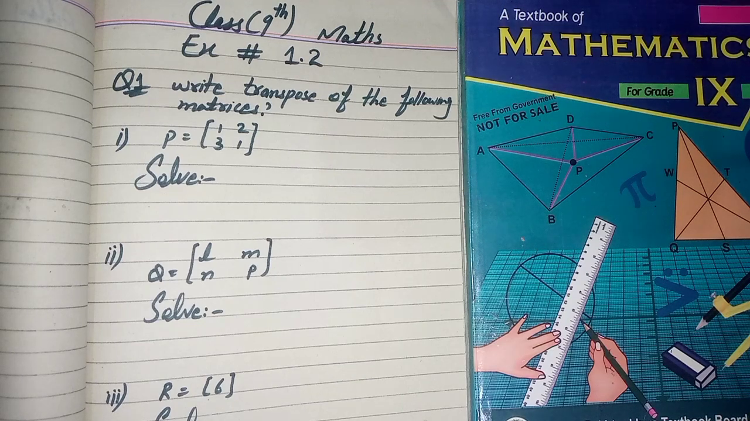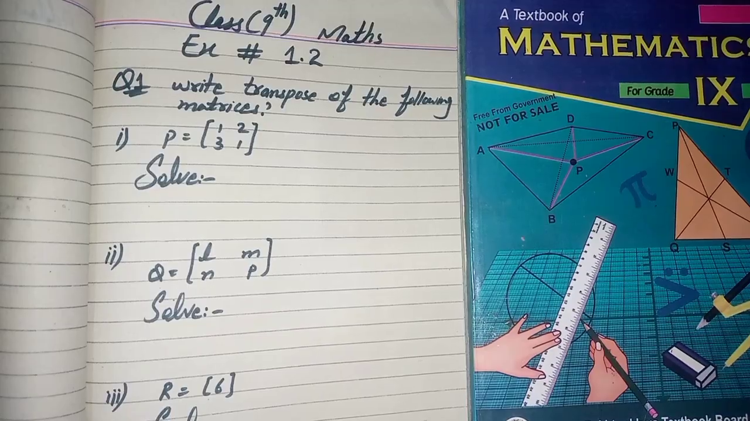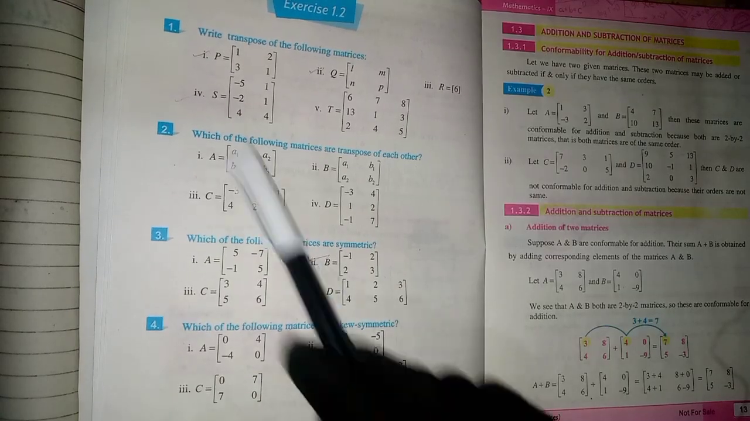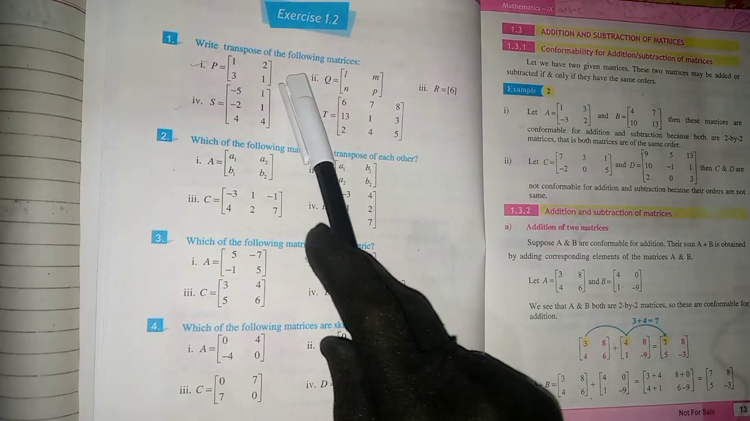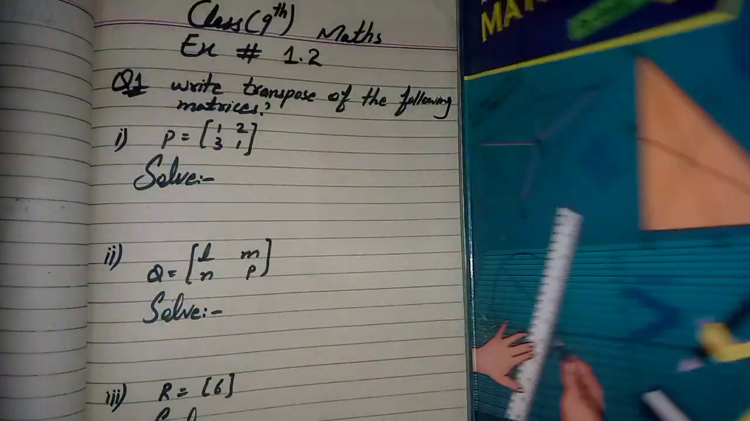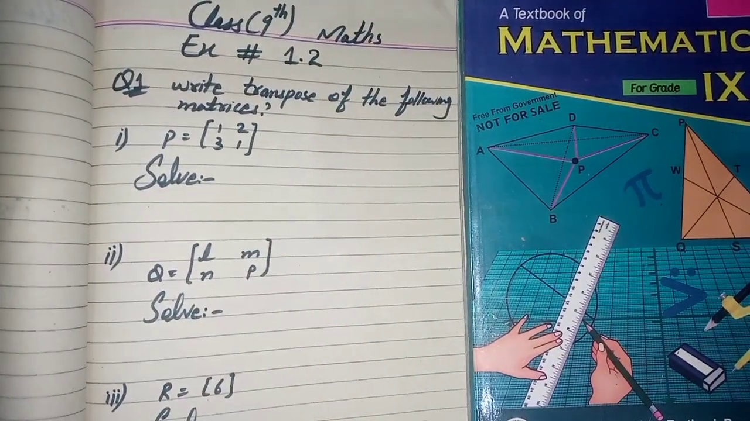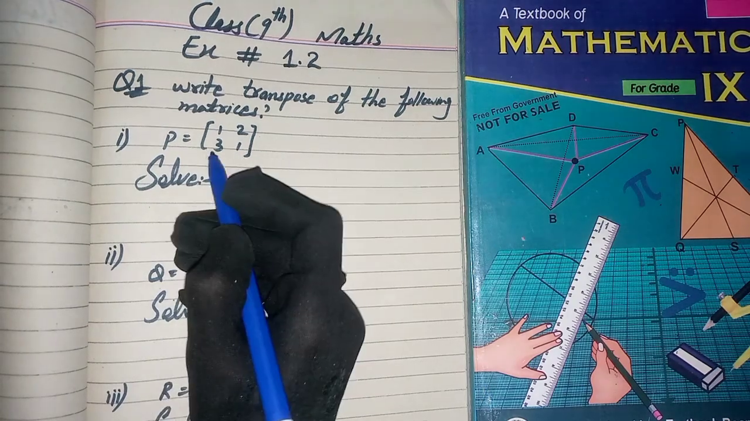Today I am going to discuss class 9 mathematics exercise 1.2. Question 1. Write transpose of the following matrices. Part 1 is P equal to 1, 2, 3, 1.